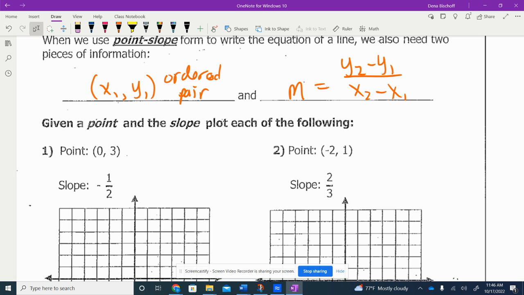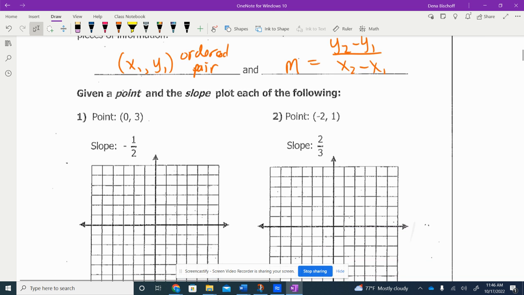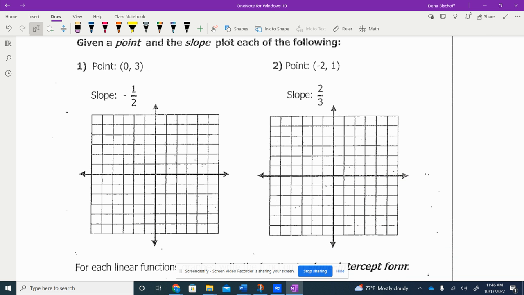So we did this on our week 6 quiz. We did not take a quiz last week. But if you're given an ordered pair and the slope, instead of beginning at b, you just begin at the given point. So it just so happens that this point is a b value. So I'm going to start at the ordered pair (0, 3). That means when x is 0, y is 3. And my slope is negative 1/2.